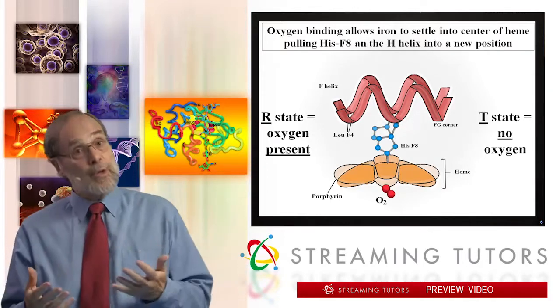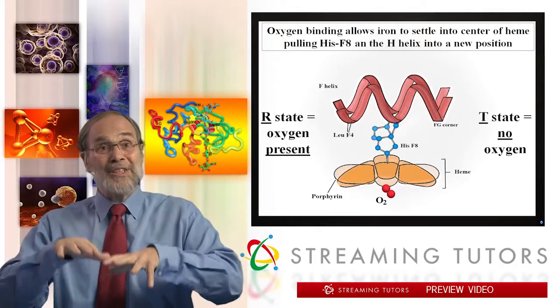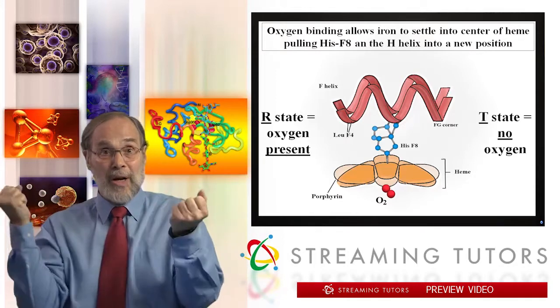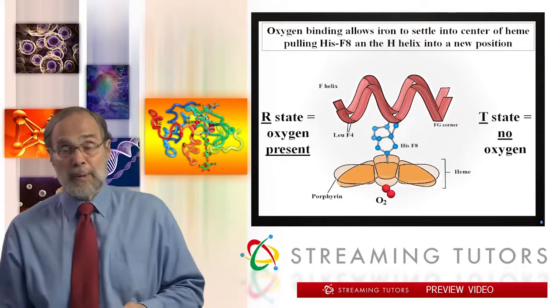So this is an internal change to the protomer, but an internal change to the protomer that will change its shape and therefore its tug on its contacts with the other protomers in the multimer. All right?